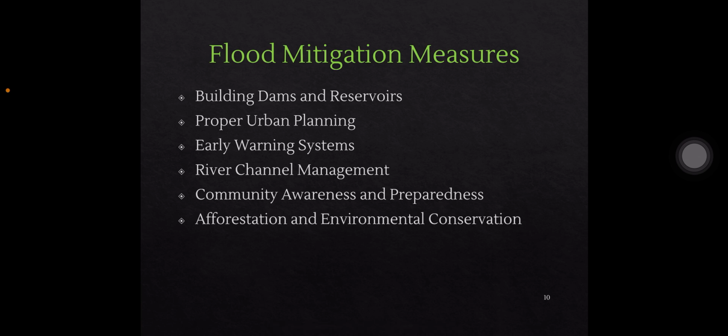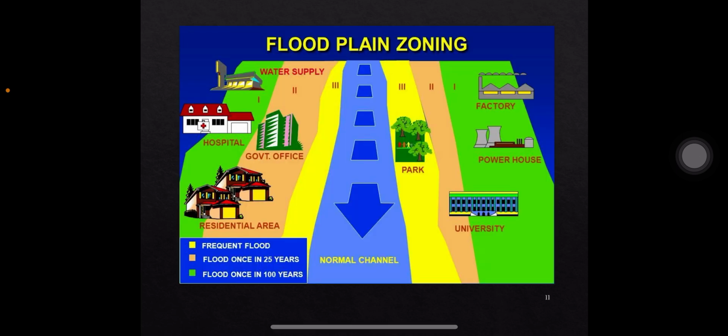What can be done to mitigate flood? Building dams and reservoirs, proper urban planning, early warning system, river channel management, community awareness and preparedness, afforestation and environment conservation. This is a flood plain zoning.